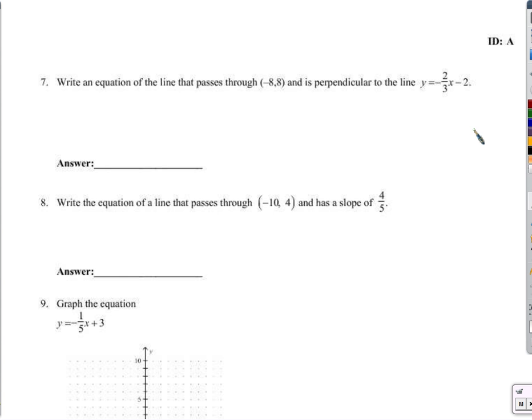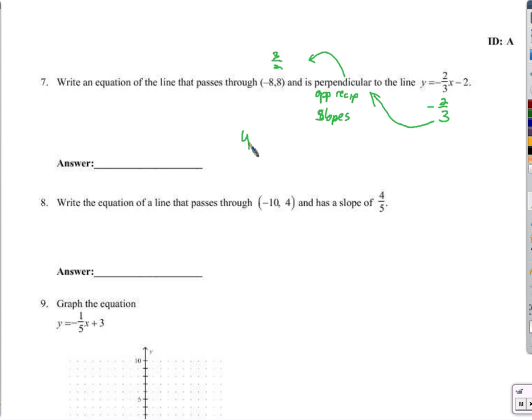Write an equation of the line that passes through negative 8, 8 and is perpendicular. Okay, perpendicular means that they have opposite reciprocal slopes. This guy has a slope of negative 2/3. It's saying it's perpendicular to this line here. Since it's perpendicular, the slope of this line must be the opposite reciprocal. Opposite meaning not negative, right? If this was positive, then this one would be negative. So it's a positive. Reciprocal means you flip the fraction over, so 3/2. There's the opposite reciprocal slope.